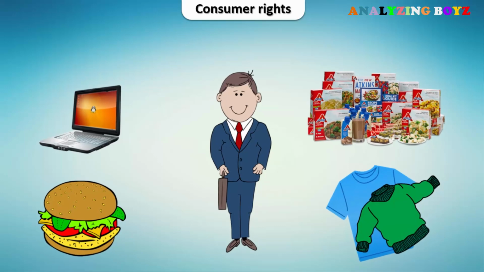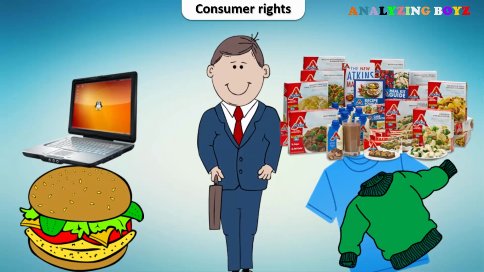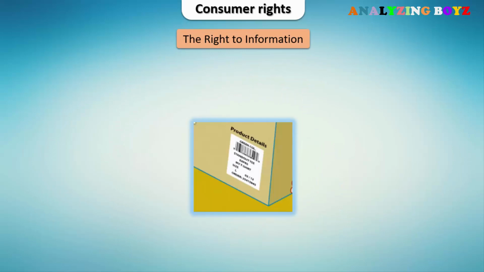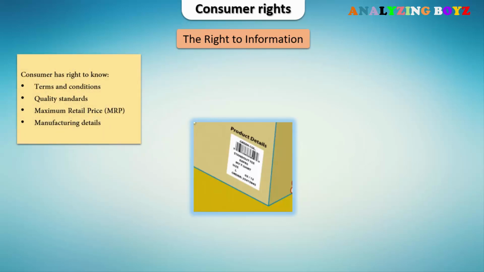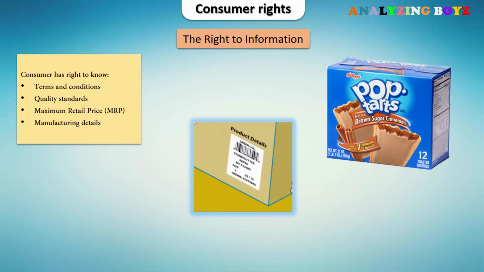As a consumer, Samir has several rights that protect his interest. Let us learn about these rights through different examples. Samir, like any other consumer, has the right to information. This means he has the right to know what the terms and conditions of a product or service are, its quality standards, maximum retail price of the product, where and when it was manufactured, and so on.